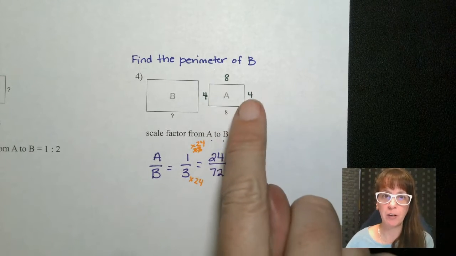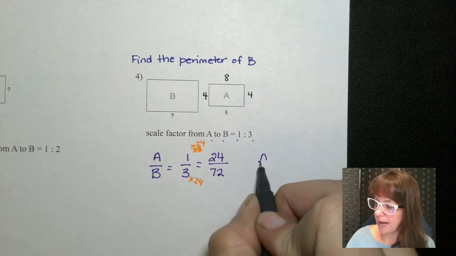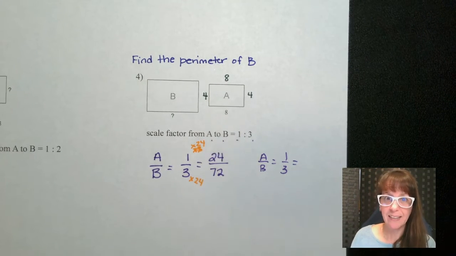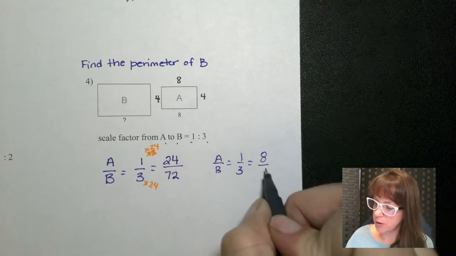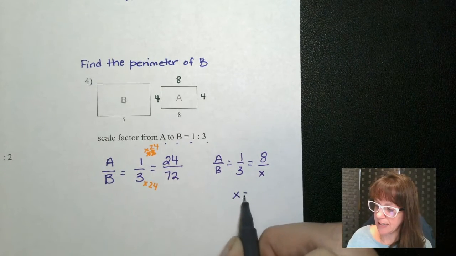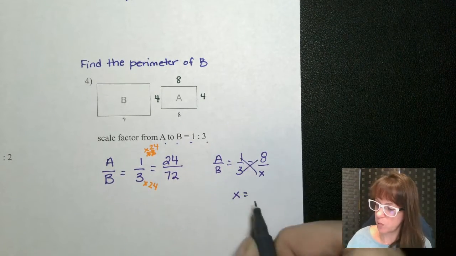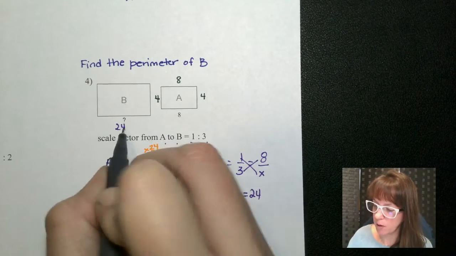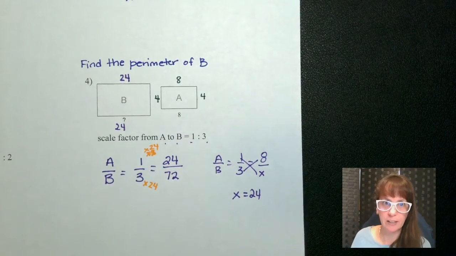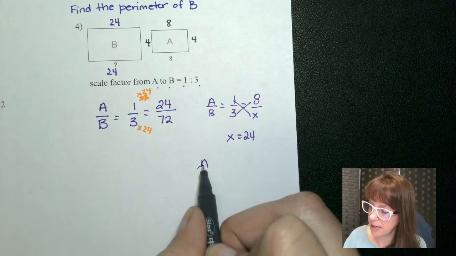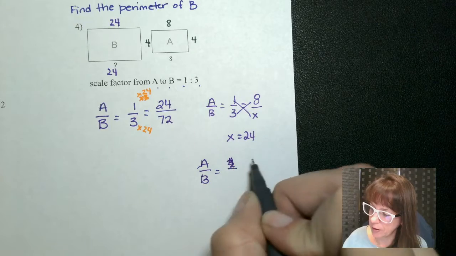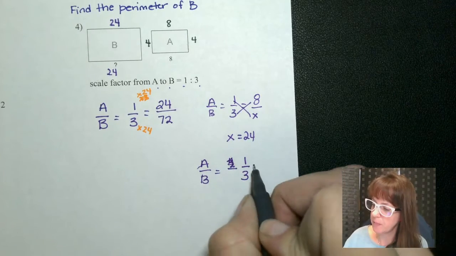Now, alternatively, what we could have done is figure out, okay, A to B is 1 to 3. I know this side on A is 8, so I'm going to put an 8 here, but I don't know what this one is. I can cross multiply. I get 1X equals 24. So now I know that this is 24. Well, if this is 24, this one has to be 24. And if this is 4 here, I could do the same thing. A to B is 1 to 3, and on A it is 4. Oops, I've got to do the 1 to 3 part first.